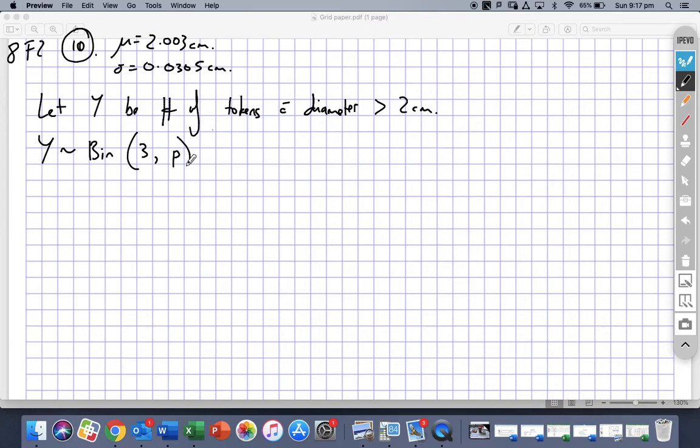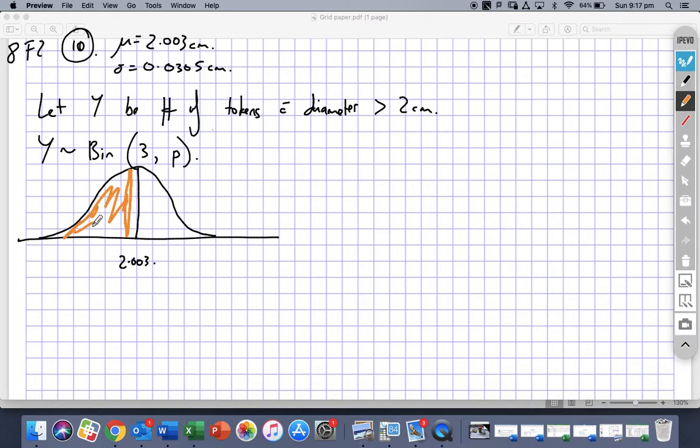And we've got some p-value that who knows what it is, right? Let's draw a picture to find out. So we've got a normal distribution, right? We know that the mean is 2.003. We're just looking at the probability that one token should be a bit close to the mean, really. All this area here is what I'm going for, because Jake's interested in tokens that are greater than, or I'm going to work out smaller than. I'm going to do everything from the left.